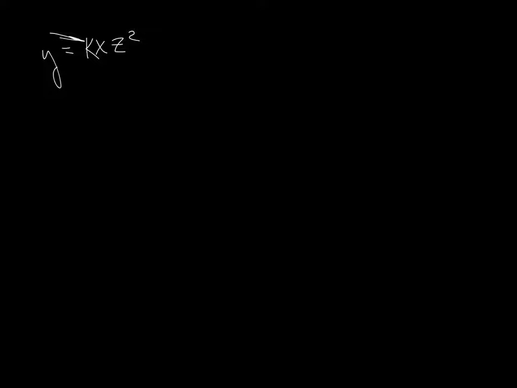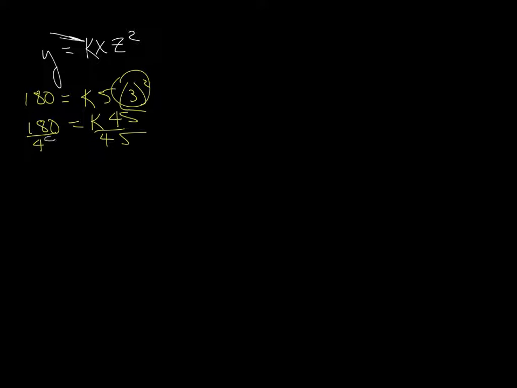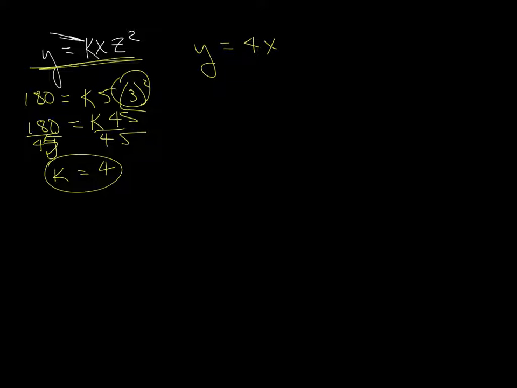So, when x is 5, z is 3, y is 180. So I'm going to find k. Nine times 5 is 45. Divide by 45, divide by 45. So k is equal to 4. So that was my next step. Now I'm going to write this original equation with 4 as my k.